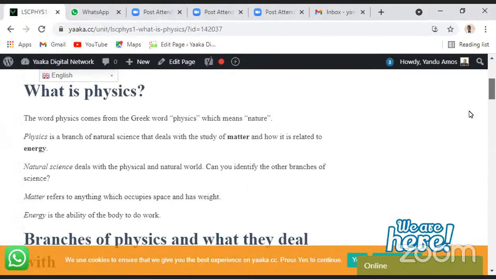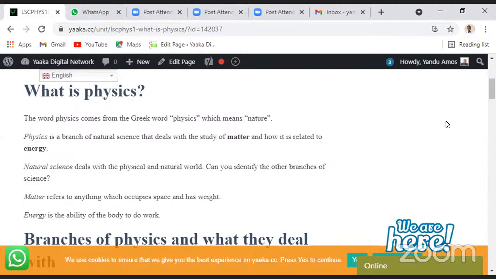So if you can see what is there on the screen, can you read for me what we have there, Esther? The word physics comes from the Greek word physis, which means nature. Physics is a branch of natural science that deals with the study of matter and how it is related to energy. Natural science deals with the physical and natural world.